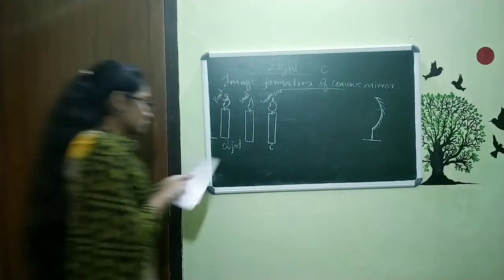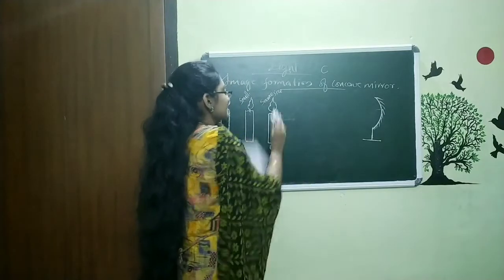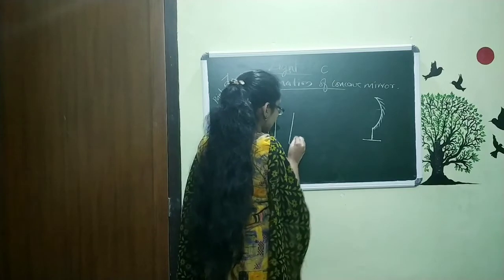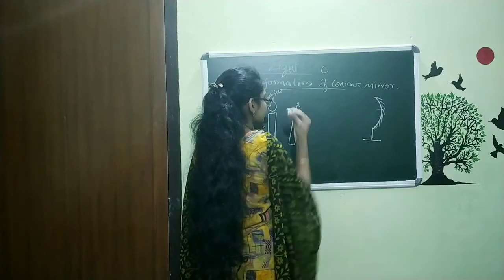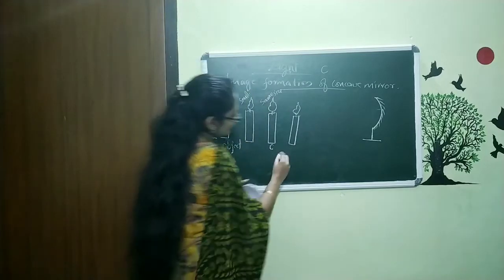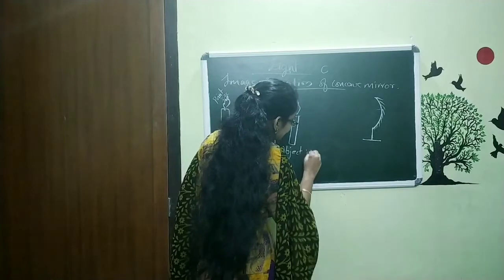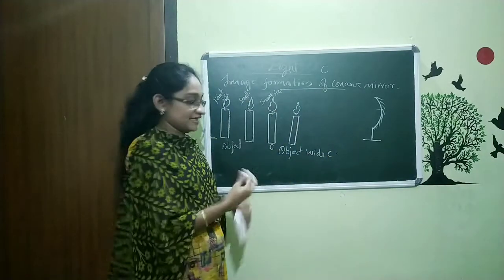So again I am moving this inside the C. Now this is the C, then moving this to inward C or inside the C. Again our candle is there. And now we are going to discuss the object inside C. That means very near to C but inside.